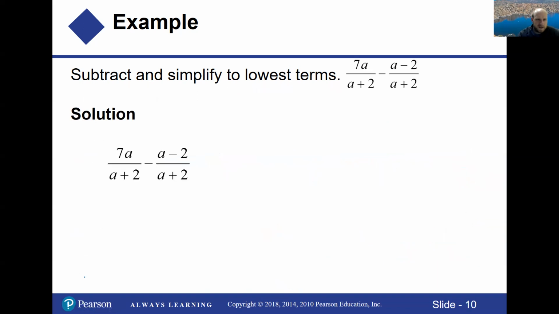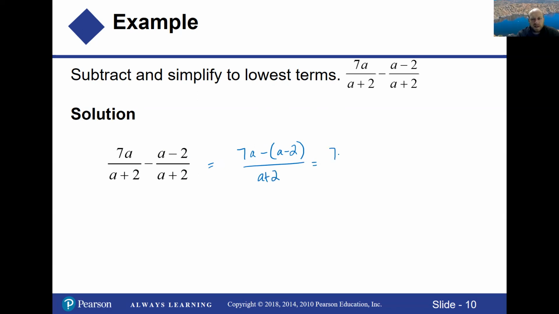And one more question. So we're going to subtract and simplify this one to lowest terms. So we have 7a over a plus 2 minus a minus 2 over a plus 2. So again, same idea. We have a common denominator. Let's take the numerator and let's subtract it. So we have 7a minus this entire quantity, a minus 2, all over your common denominator of a plus 2.